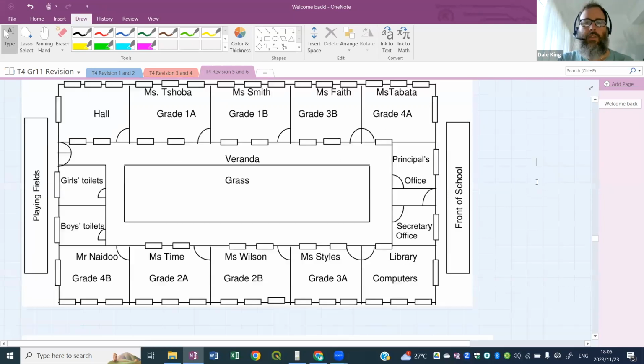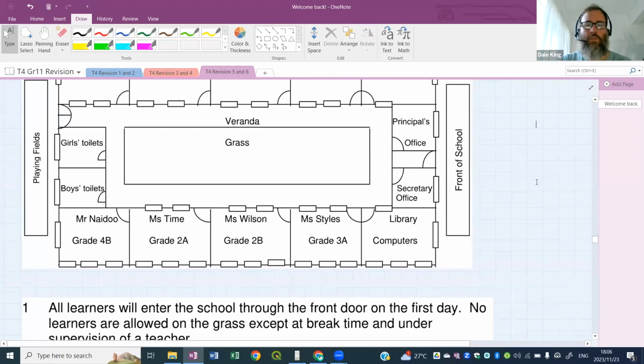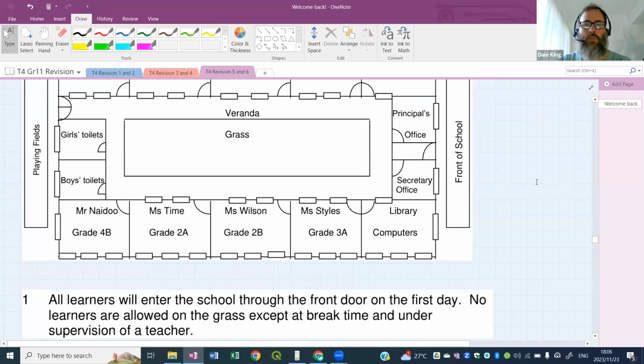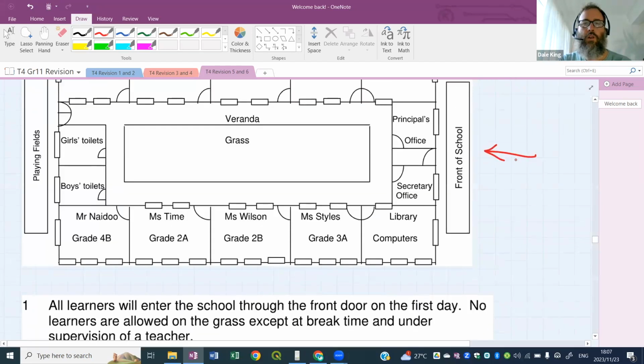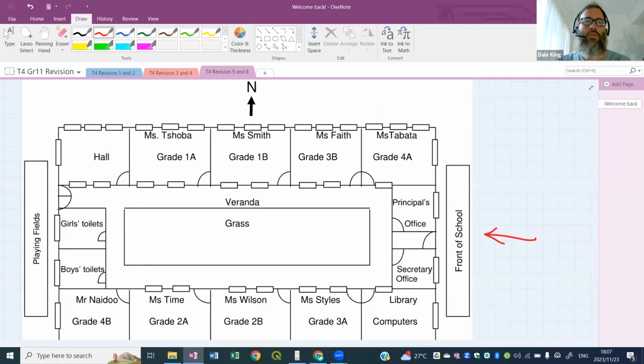All right. Let's have a look. Question number 1. All learners will enter the school through the front door on the first day. No learners allowed on the grass except at break time under supervision of a teacher. So the front door is over here on the right-hand side. So 1.1 says, your sister's going to grade 1. On which side of the school is Lisa's class, your sister? Use a compass direction for your answer.